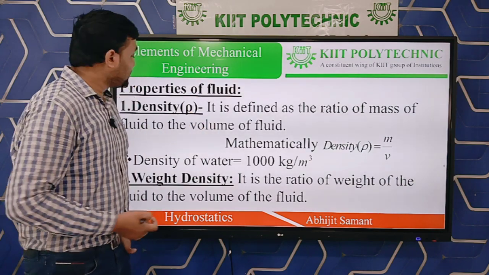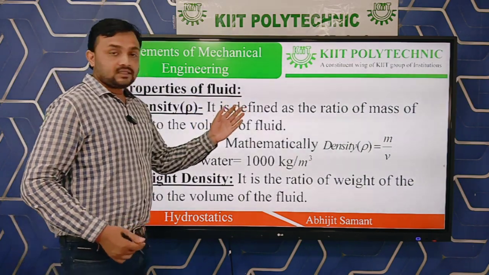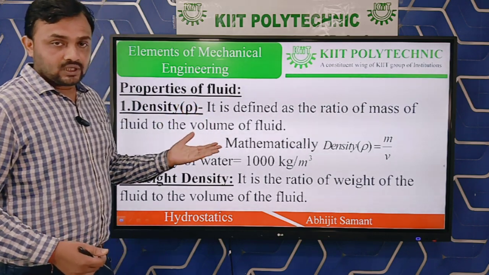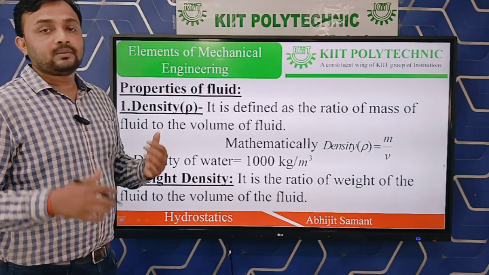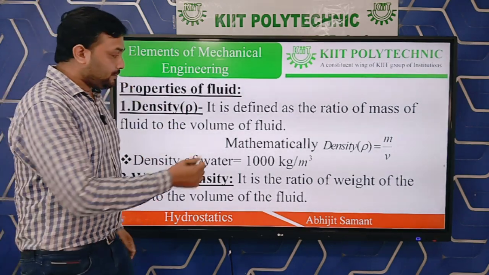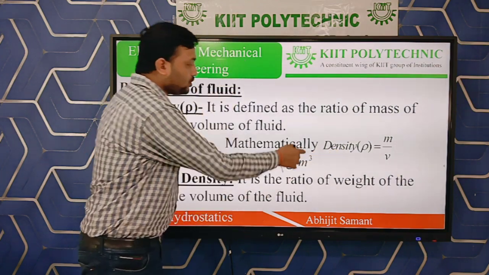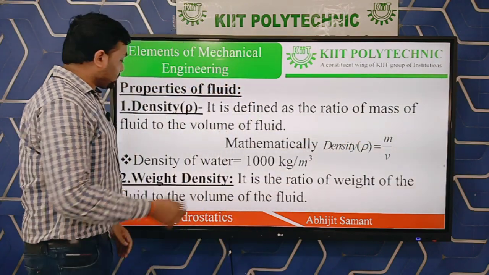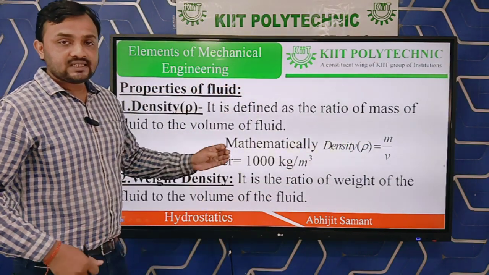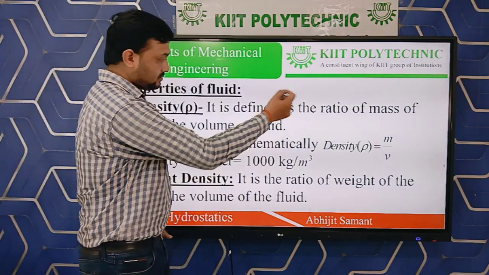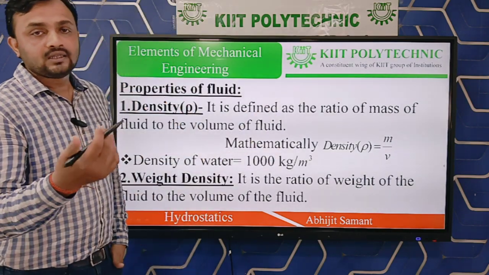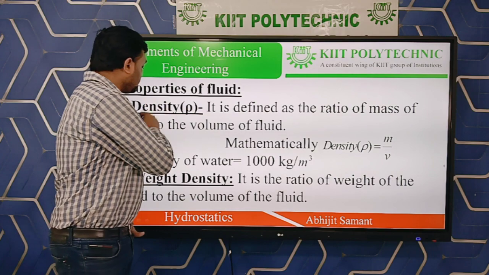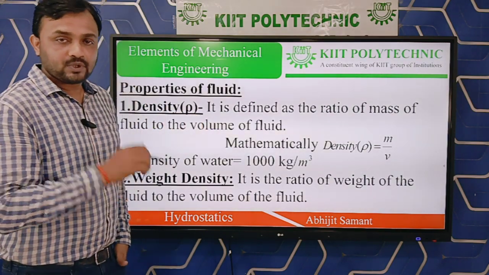So what is the definition of density? It is defined as the ratio of mass of the fluid divided by the volume of the fluid. So density is the ratio between mass of the fluid and volume of the fluid. Mathematically, density, the symbol is rho, equals mass upon volume. The unit of mass is kg and the unit of volume is meter cube. So the unit of density is kg per meter cube.